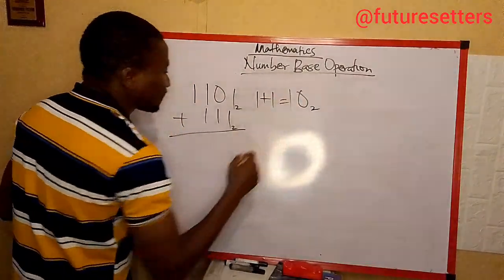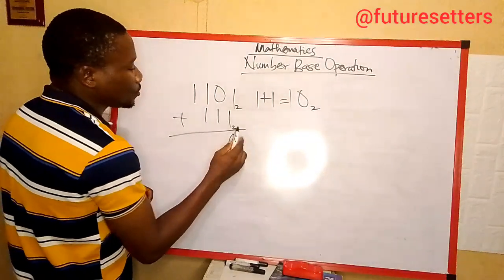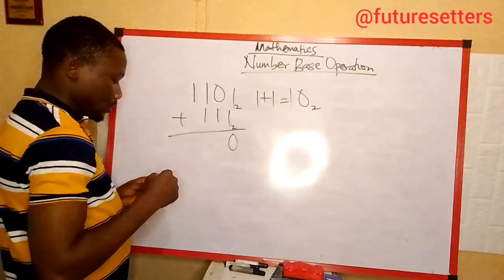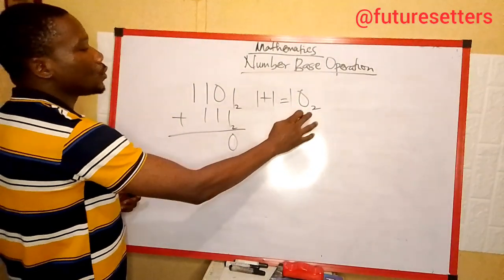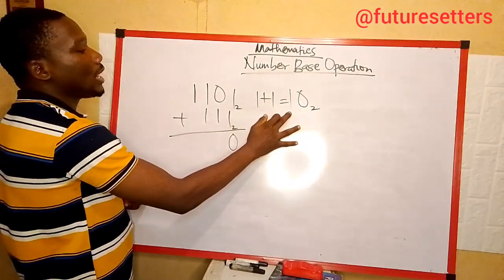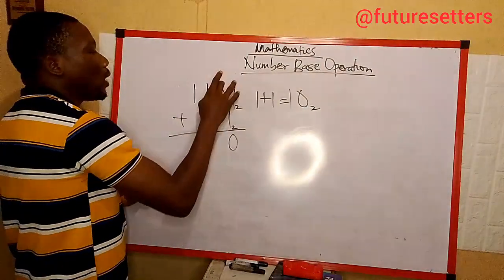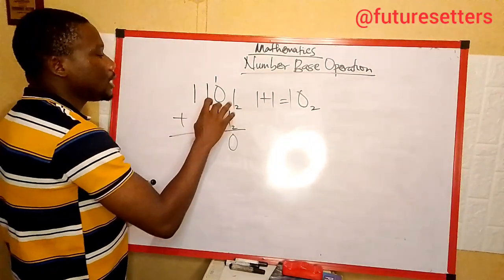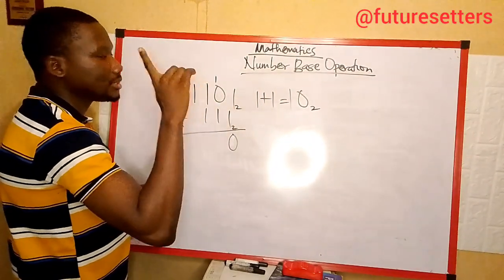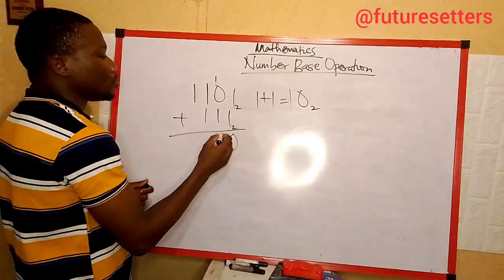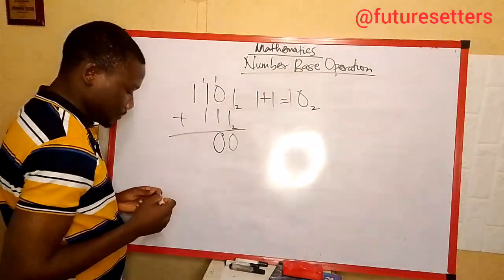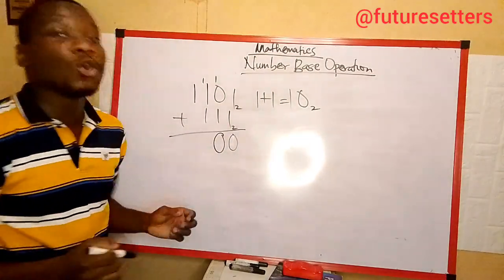So in this case, we are going to put down 0 and carry 1. Take note that when you add 1 plus 1, it gives you 10, so you put down 0 and carry 1. Then 1 plus 0 is 1. Then 1 plus 1 is 10, so you put down 0 and carry 1.